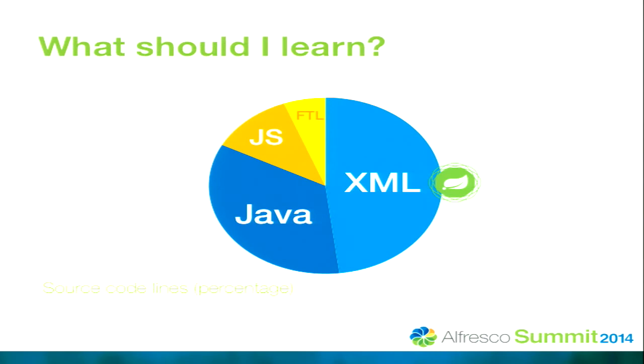For someone new to Alfresco, what should I learn? It was based on this code. It is XML, but Spring Bean is the real use of this XML, Java, JavaScript, and FTL. And for Alfresco 5, maybe ICE as a concept should be in this pie too. Okay.